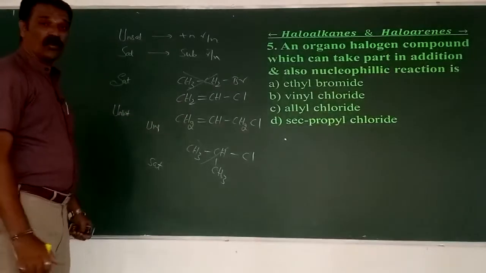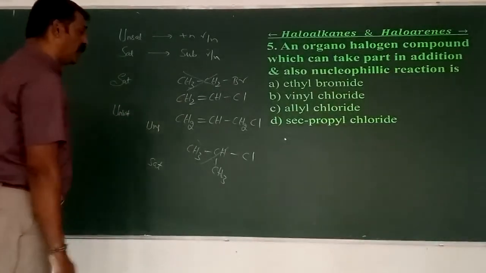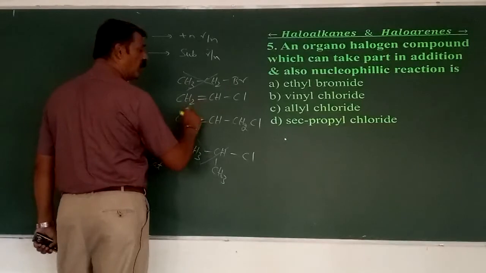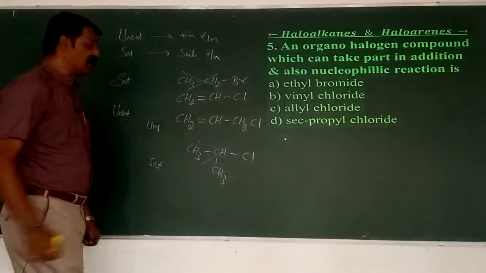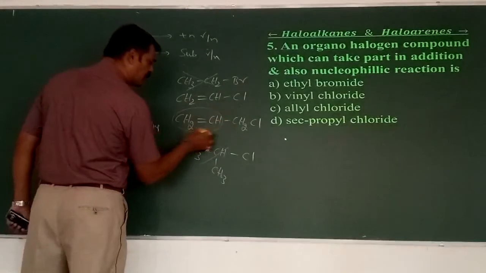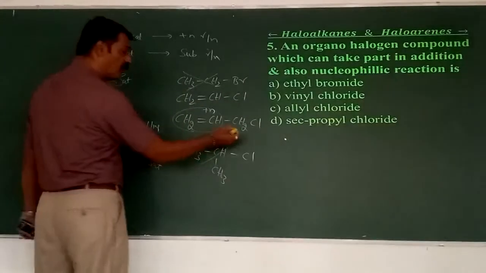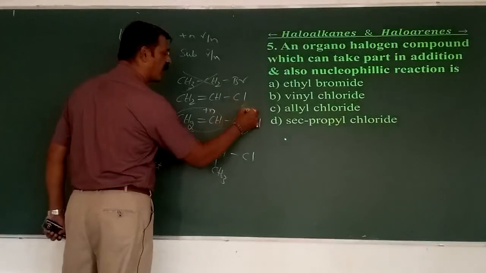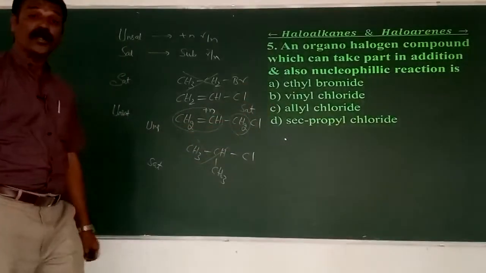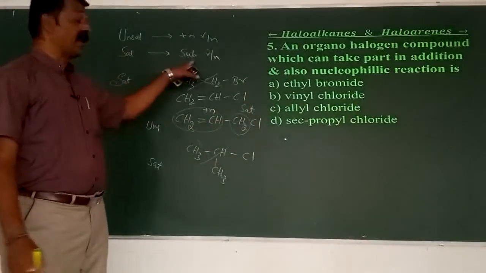But what about these two? These two, no doubt they undergo what reaction? Addition reaction. Apart from that, here we are having only C double bond C, but there is no C single bond C here. So due to this, it is unsaturated. Means it undergo what reaction? Addition reaction. But what this carbon atom is? Saturated carbon.